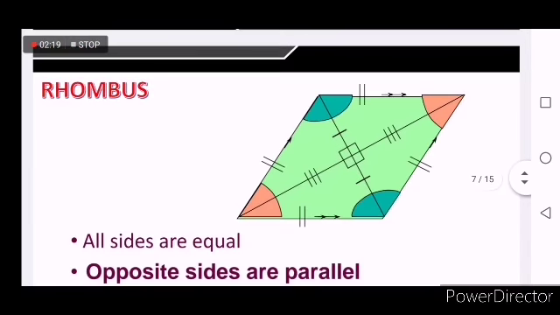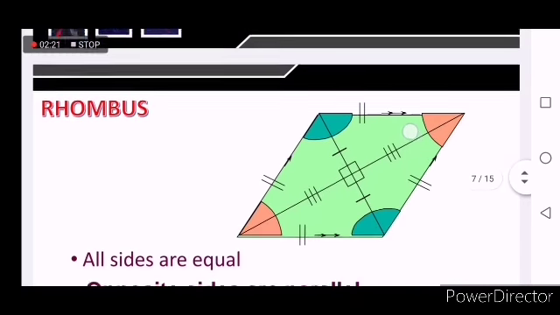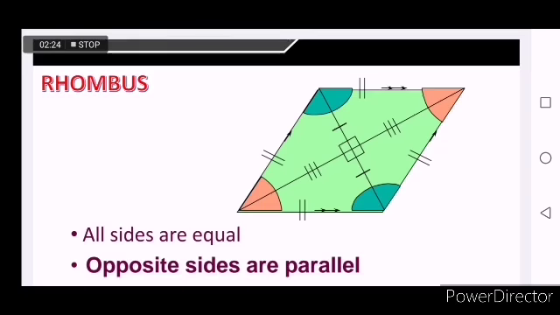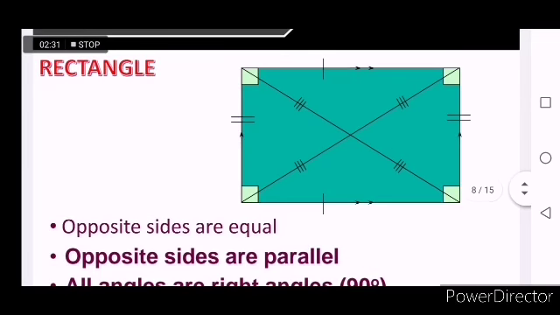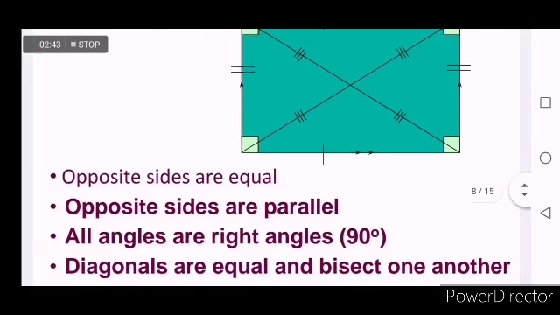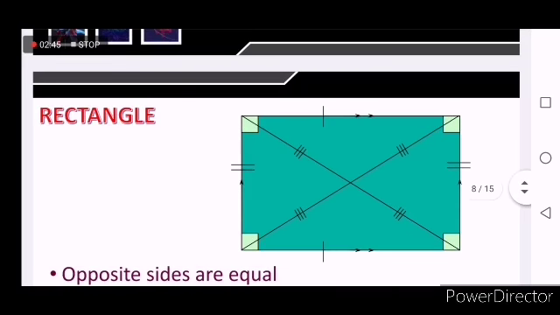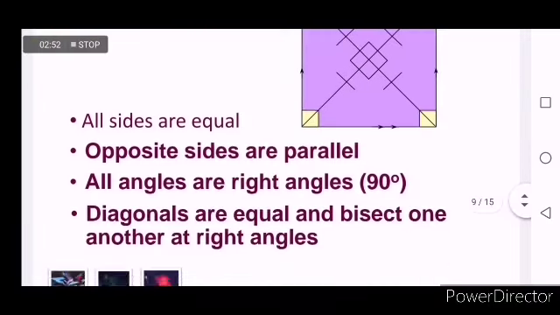Ito naman is a rhombus. Rhombus is also a parallelogram. Kaso mas special tong rhombus kasi lahat ng sides niya ay equal. Maliban sa parallelogram, meron din tayong tinatawag na rectangle. Ang rectangle ay parallelogram din. Pero ang maganda rito, lahat ng interior angles niya ay 90 degrees. Yan ang pagkakaiba niya sa iba. At dahil dyan, sa rectangle maraming equal, kagaya ng mga diagonals niya, opposite sides, automatic yon, and all interior angles are also equal.